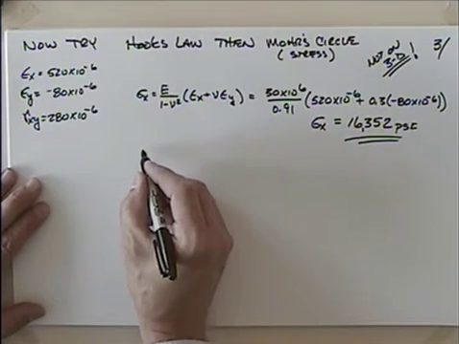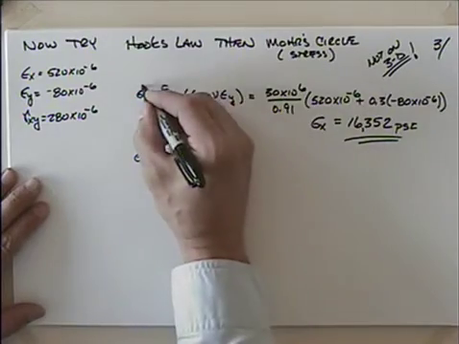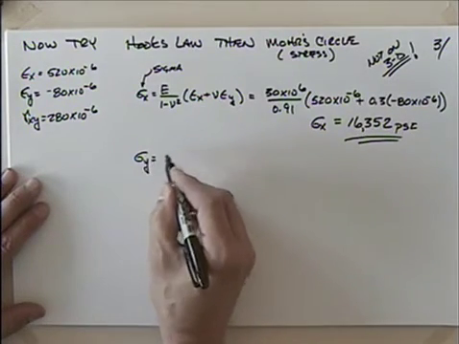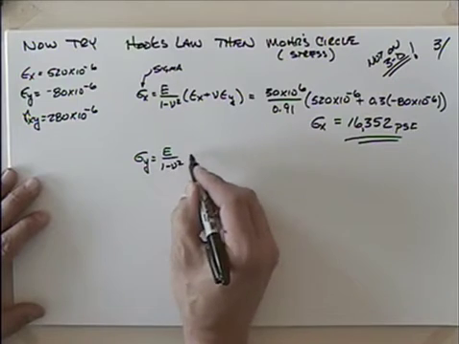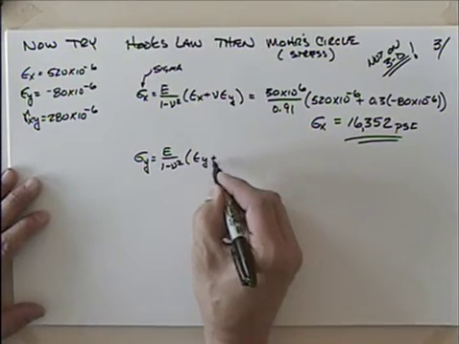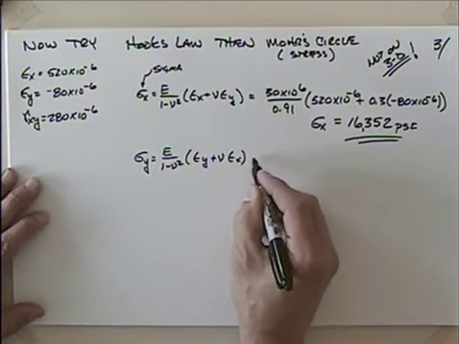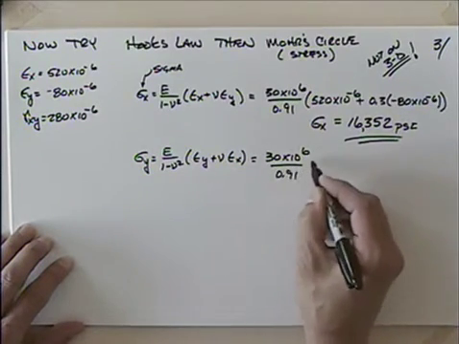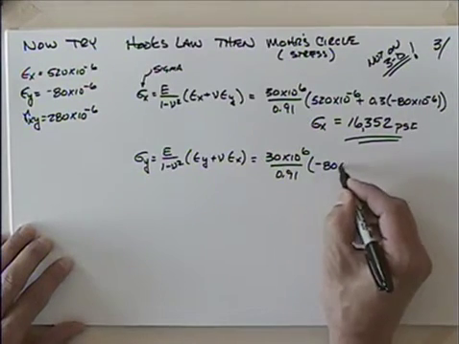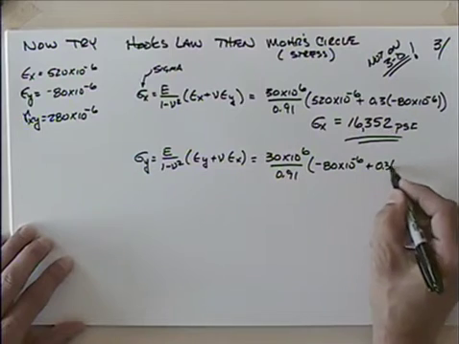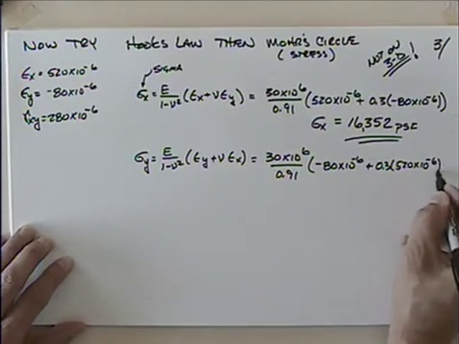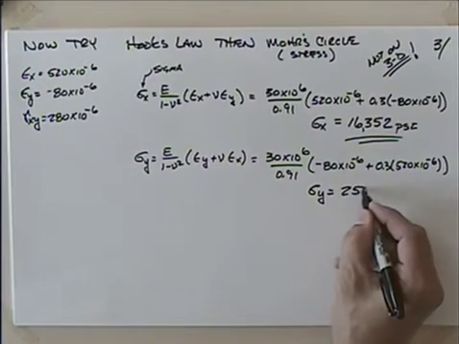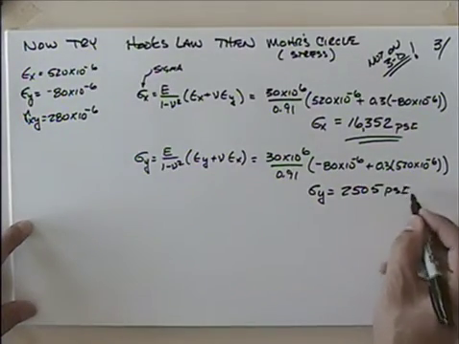So now I've got sigma y. Hopefully I called this sigma, hopefully not epsilon. That's sigma. So sigma y is Young's modulus E divided by 1 minus Poisson's ratio squared times epsilon y plus Poisson's ratio times epsilon x. So going through that, we have again 30 times 10 to the 6th over 0.91. And now I'm going to have minus 80 times 10 to the minus 6 plus 0.3 times 520 times 10 to the minus 6. And that gives us sigma y being equal to 2,505. Again, too many significant figures, but so you can double check that.